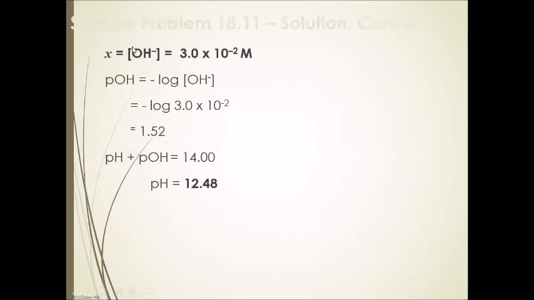Therefore, from that, you can take the negative log of the hydroxide ion concentration. You get 1.52. To calculate the pH, from the relation pH plus pOH equals 14 at 25 Celsius, therefore pH equals 14 minus 1.52, you get 12.48. That is the pH of the solution.